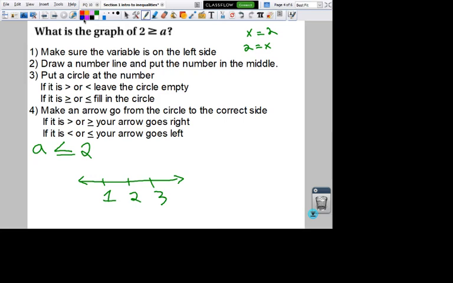Alright. So we drew our number line and put our number in the middle, that was step 2. We're going to put a circle at the number. So we're going to put a circle here at 2. I'm just going to put a little circle like that. It's nothing super intense, just a little circle. And then I might have to do something with the circle. So if this is just a greater than or less than, we're going to leave our circle empty. When I graph it, that's how I show greater than or less than. I leave it empty. But if it has the or equal to part, we fill in our circle. So we have the or equal to part, so I'm going to fill in my circle, like this. Doesn't have to be super nice or anything.